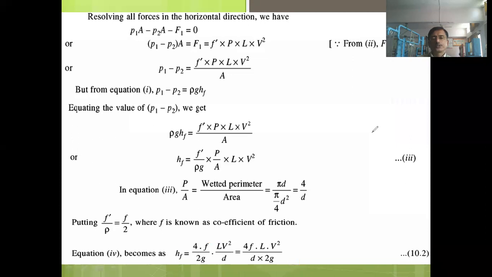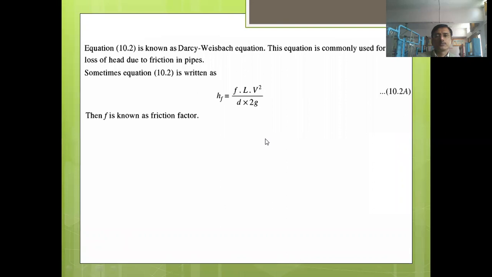is the coefficient of friction, HF is the head loss due to friction, L is the length of pipe, V is the average velocity of flow, D is the diameter of the pipe.